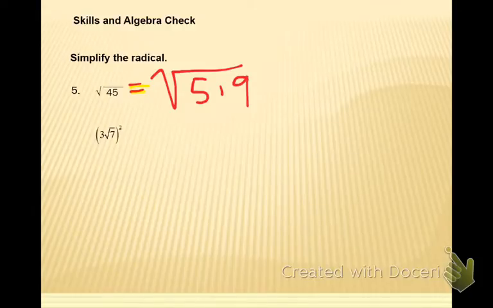Are either of those a perfect square? You take a number times itself to get it. 9 is a perfect square, so what can I bring it out of the radical as? 3. All right, so this becomes 3 radical 5. 5, yeah, you can't factor it anymore. It's just 1 times 5, so I leave it under the radical.